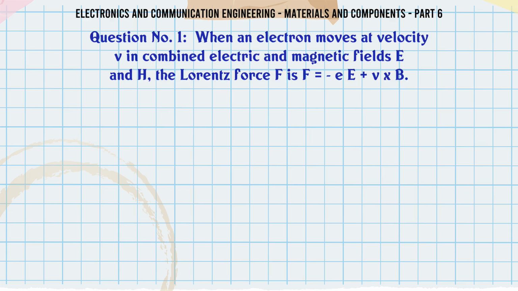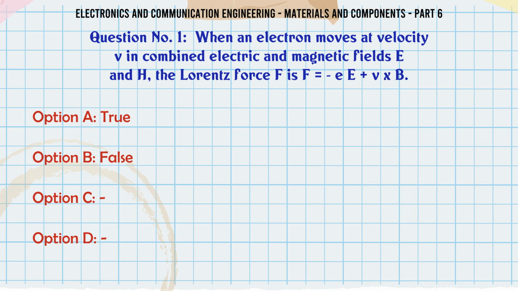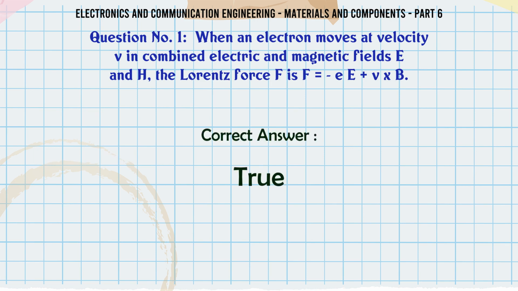When an electron moves at velocity v in combined electric and magnetic fields E and H, the Lorentz force F is F = e(E + v × B). A. True. B. False. The correct answer is true.